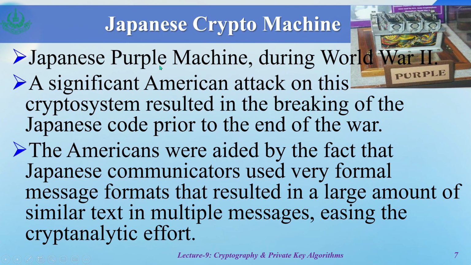The Japanese also developed their own machine during World War II, the Purple machine. A significant American attack on this crypto system resulted in breaking the Japanese code prior to the end of the war. Americans were aided by the fact that Japanese communicators used a very formal message format that resulted in a large amount of similar text in multiple messages, aiding the cryptanalytic efforts.